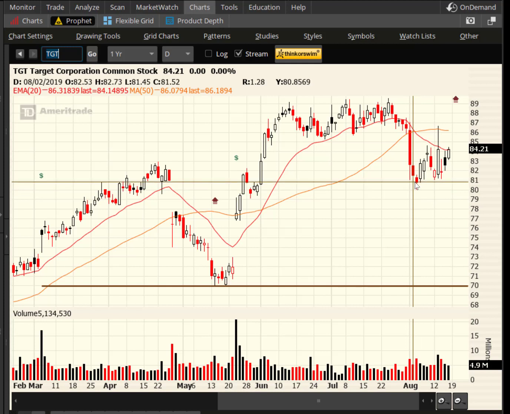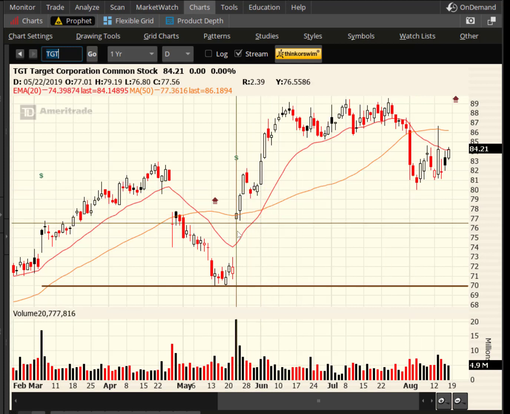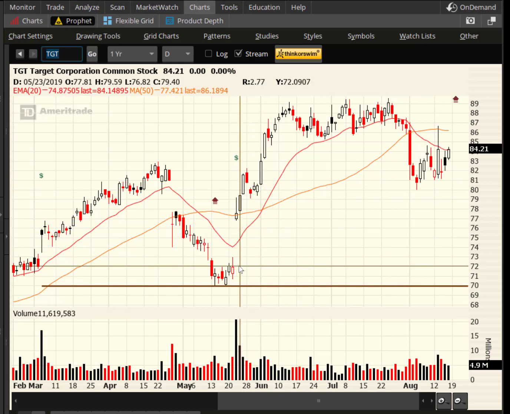Bearish, if below 81, down to where the gap up was at 77, and then a gap fill at 72. Yikes. So Target's not looking so good.